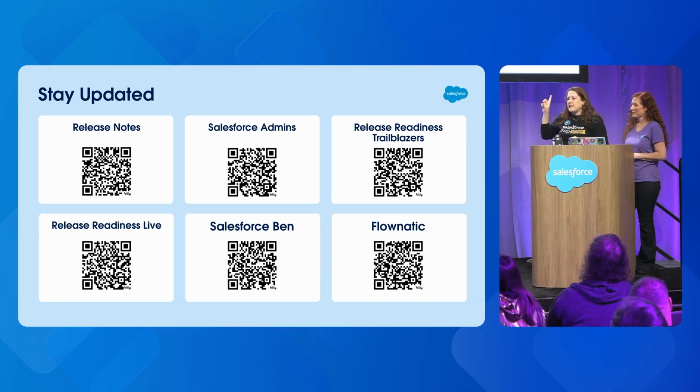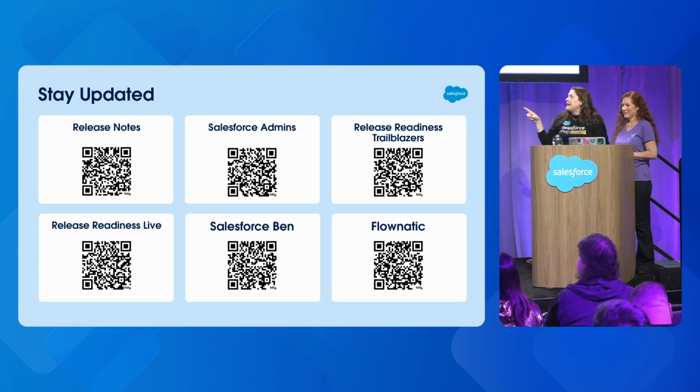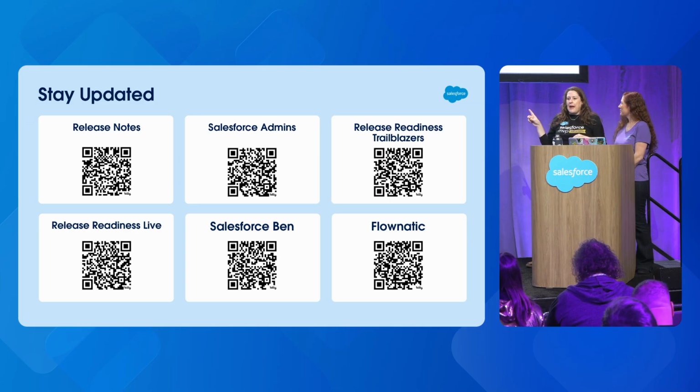The Release Readiness Trailblazers community group is a great community group where you can go and ask questions to other admins. Release Readiness Live are live sessions that happen around every release, and they'll do a flow specific one, and they'll have flow PMs coming in and talking about the new features and why they're exciting and what you can do. Salesforce Ben always does great blog posts around releases. They'll do flow specific ones too. And then lastly, you can join us over on the Flownatics Slack community. You can have real-time conversations with other people using flows.